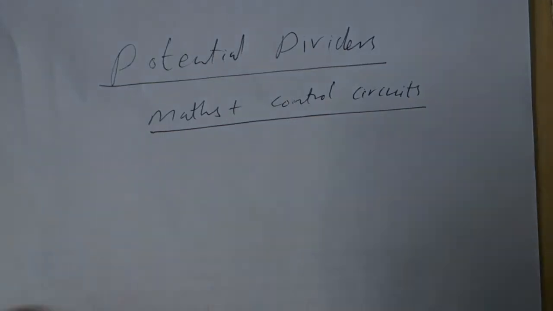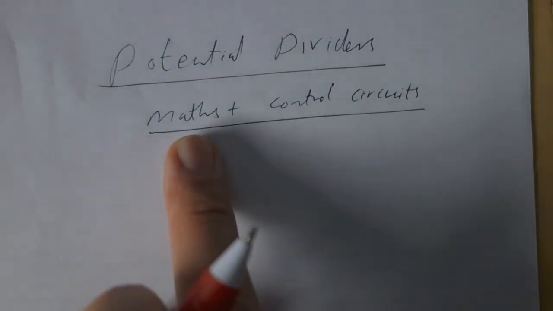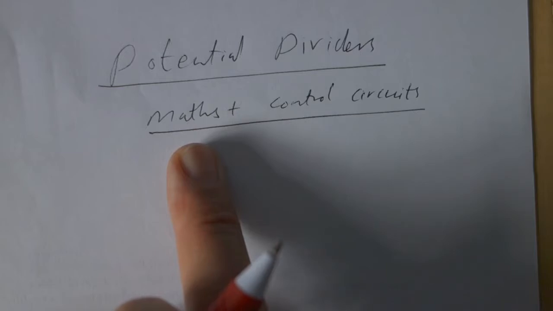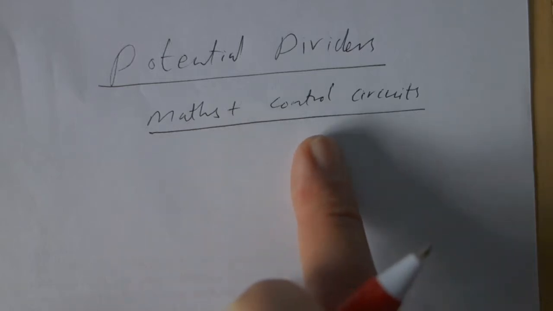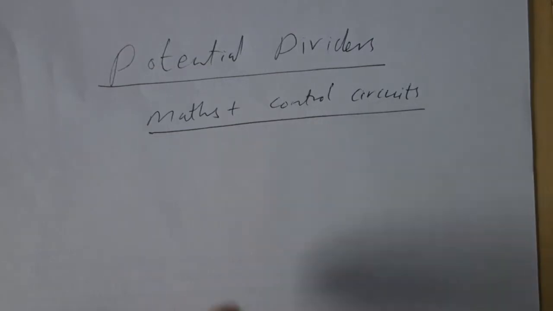Hi, welcome along. Going to look at the basic maths of potential divider circuits, which hopefully isn't going to be too difficult, and then just going to look at how they can be used with an LDR, light dependent resistor, or thermistor as a control circuit.